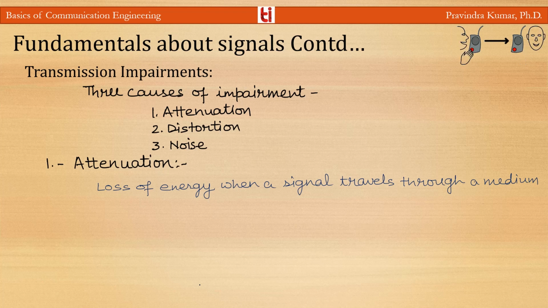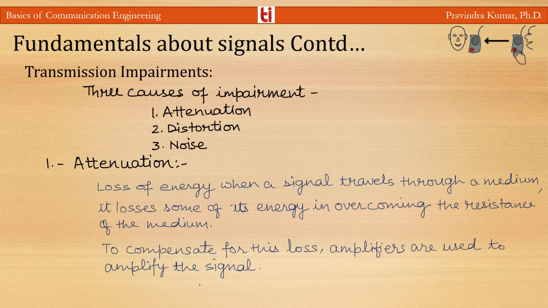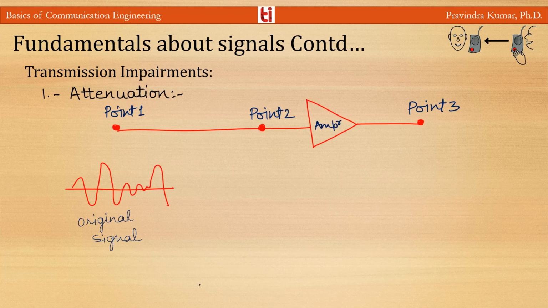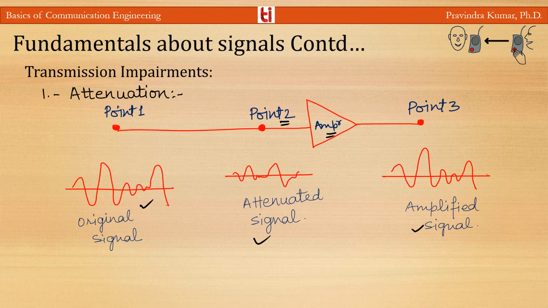That is why a wire carrying electric signals gets warmed. And to compensate for this loss, an amplifier can be used to amplify the signal. As you can see in this figure, at point 1 this is the original signal, and when the signal propagates from point 1 to point 2 there is attenuation, and this is the attenuated signal at point 2. And if I use an amplifier to compensate for this attenuation at point 3, my amplified signal is like this. So the unit that we use for the attenuation is the decibel, dB.